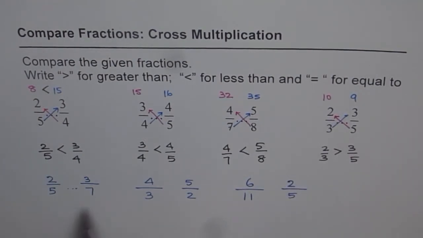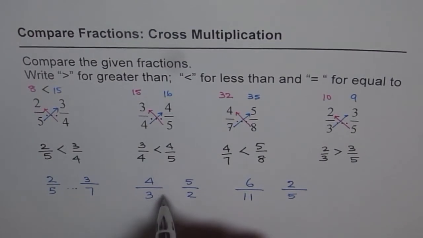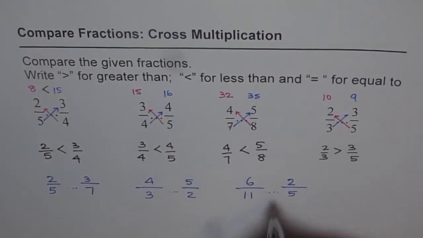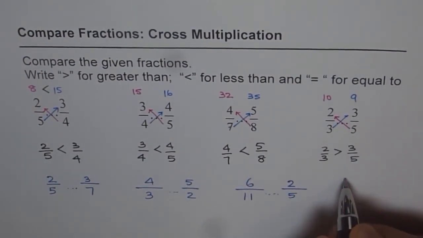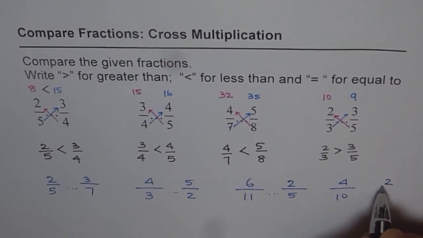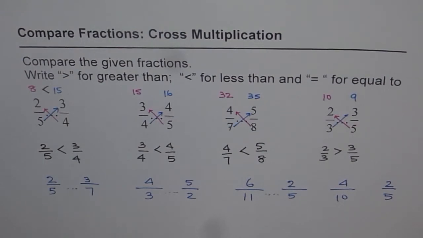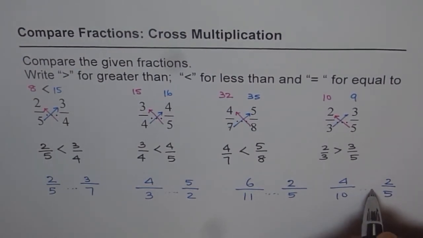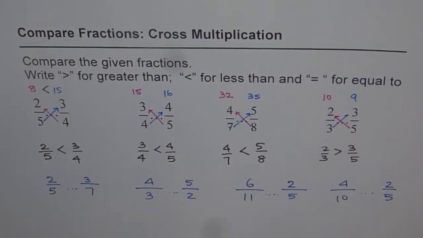Compare them. So do this by cross multiplication and then fill in which one is what. And the last one for you is 4 over 10 and 2 over 5. Figure out which ones are greater, which ones are less than, and which ones are equal to. Thank you.